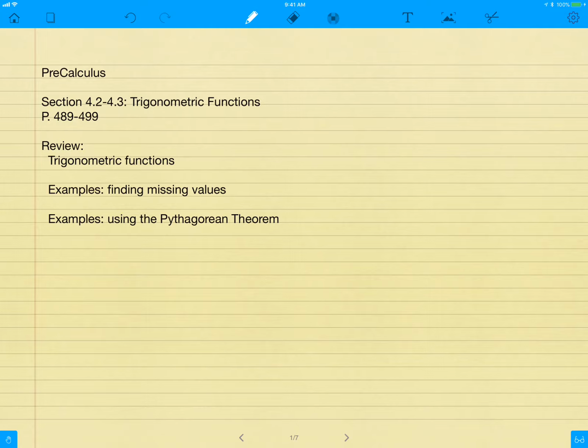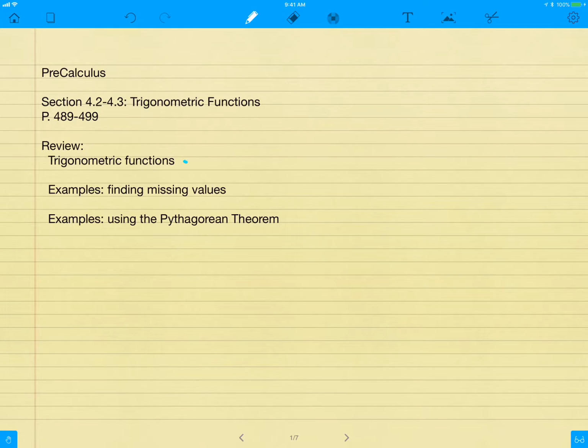The goal today is to get a few notes on the things we haven't covered the last couple days. We've been reviewing the trigonometric functions and trying to make sure that we know all the different ins and outs of them. Hopefully this is a review for most of you, but again, the sections I'm pulling this information from out of your textbook are sections 4.2 and 4.3, kind of mixing them together. They start on page 489 and go through 499. The review of the trig functions is our main purpose here.